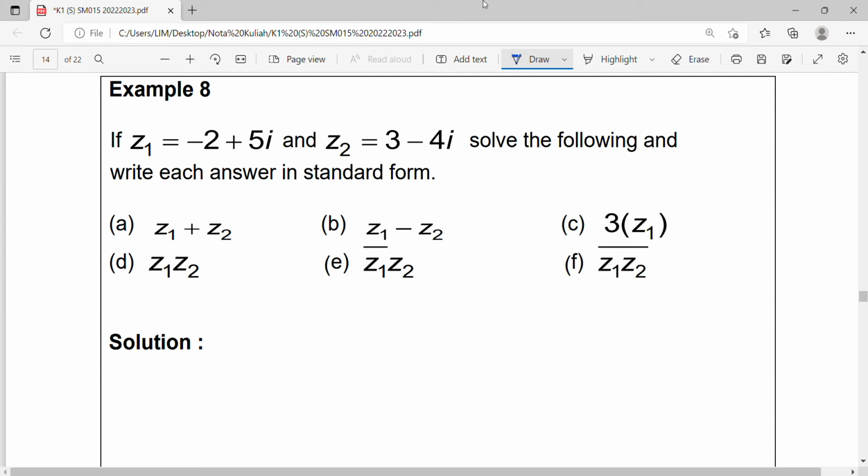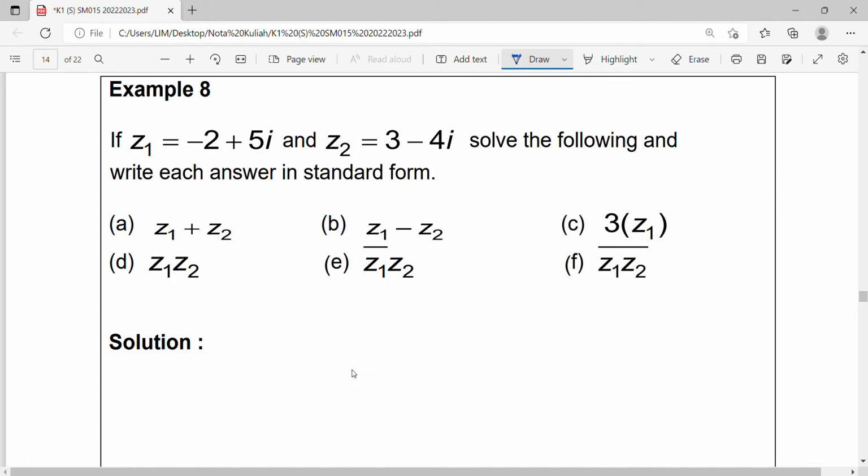Okay, so for this example, we have two complex numbers. First complex number, -2 plus 5i. Second complex number, 3 minus 4i. Then we have to do all this operation of addition, minus, and then multiplication. This is scalar multiplication. This is complex number multiplication.